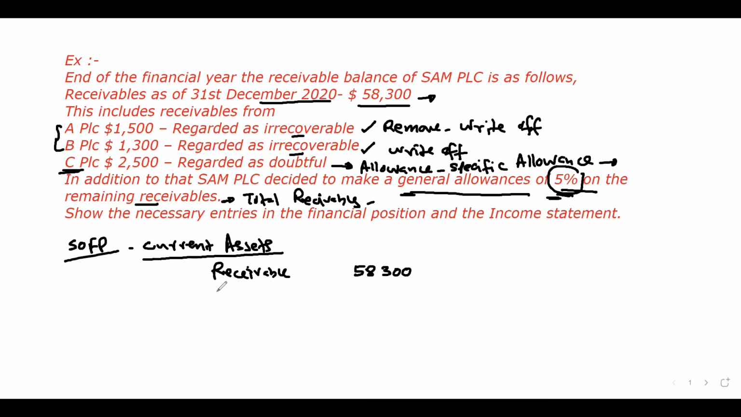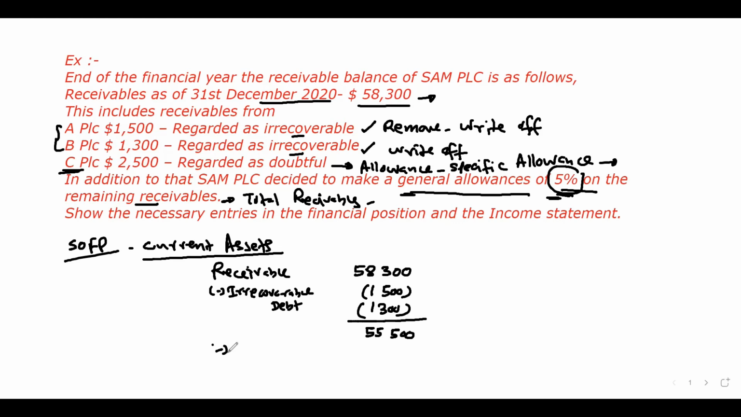We can say irrecoverable debt. We have 1,500 and 1,300. So once you deduct this amount, that will be 55,500.